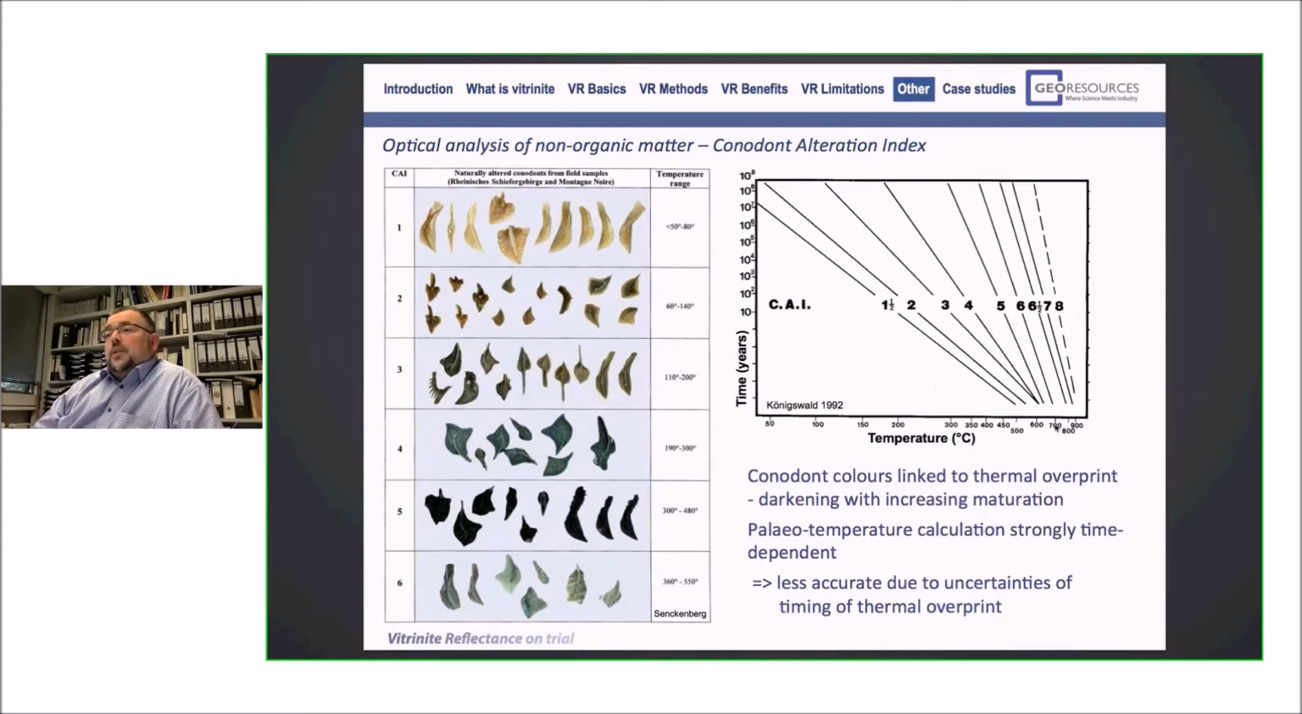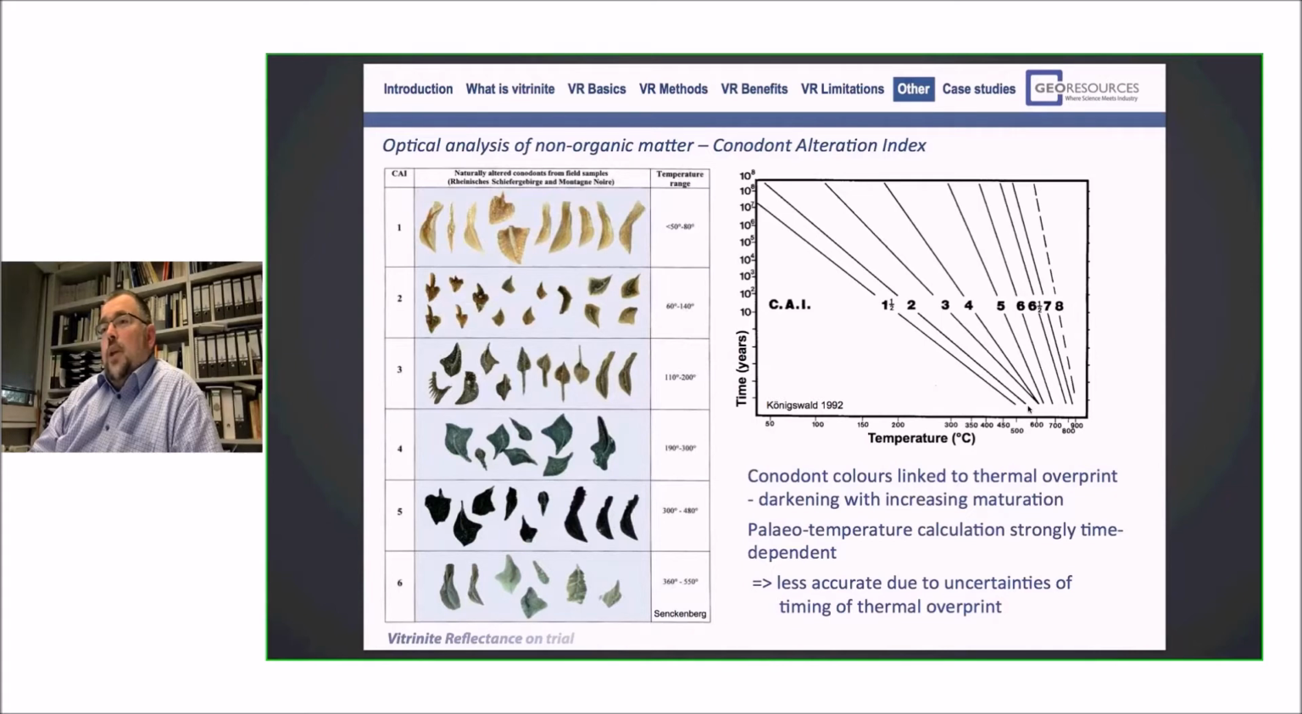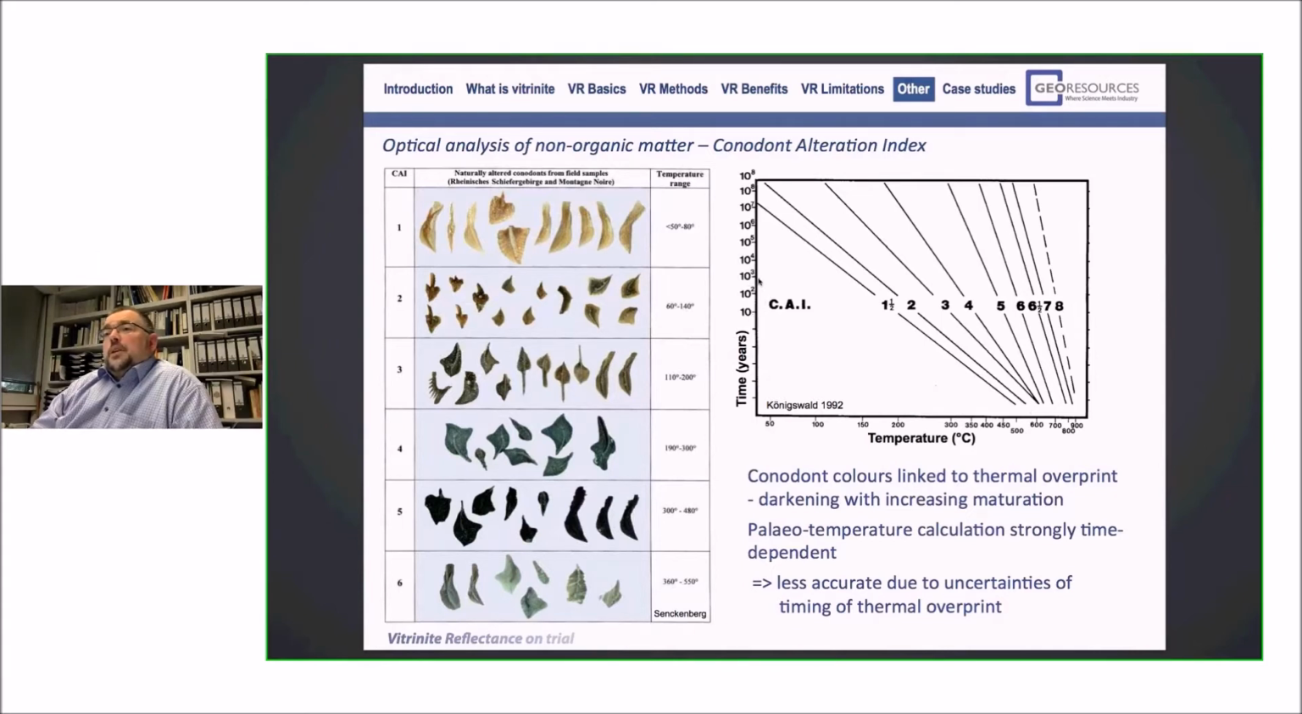And that's what we see here. Here we see the diagram. So for the conodont alteration level 2, depending on the duration of the heating, 10 years, 1,000 years, 1,000,000 years, we get totally different temperatures. The shorter the thermal event is, the higher the temperature has to be.